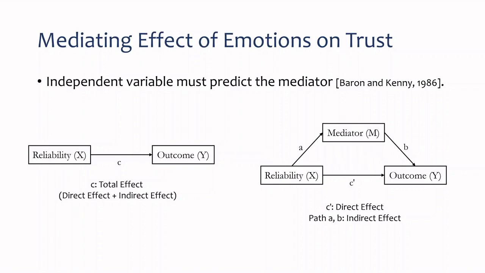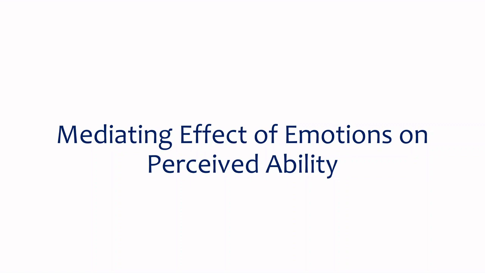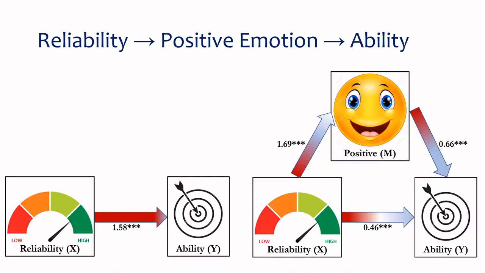However, since we found that the reliability condition predicted emotions, we tested the mediating effects of emotions on the reliability and the trust relationships. Regarding the mediating effect of the positive emotions on the reliability and the perceived ability relationship, on the left figure we see that the reliability affects the perceived ability of the partner. The total effect is 1.58.